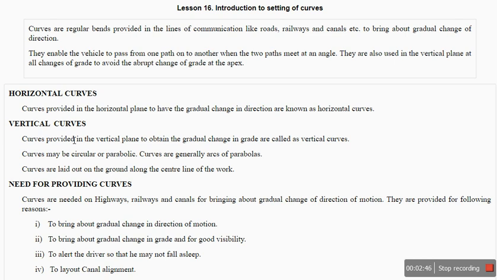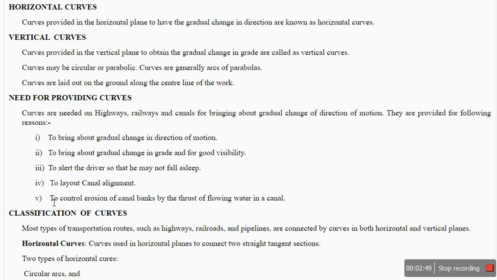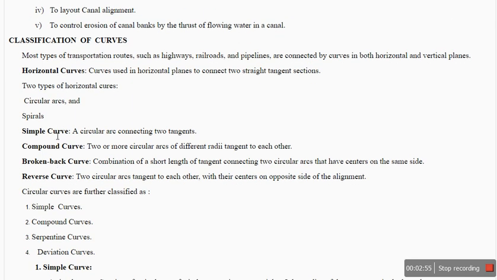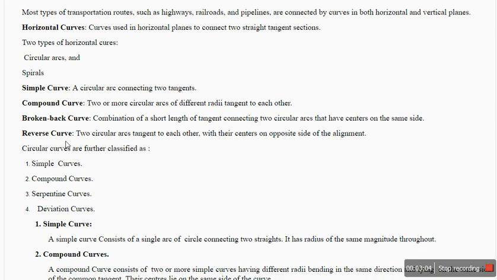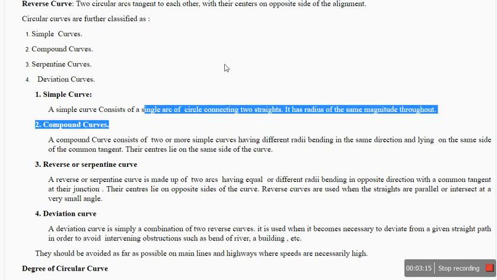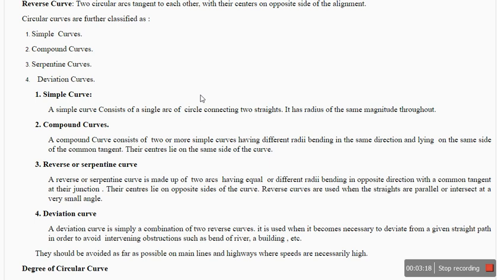Why we need to provide curves, we have five points, and we have already discussed many of them. Classifications: based upon the curve type, for horizontal curves we have the simple curve, the compound curve, the broken back curve, and reverse curves. A simple curve is a curve with two straights and a single constant radius. Normally it is an arc of a circle. You take a part of a circle and join the two lines of the highway or road, and that is called a simple curve.